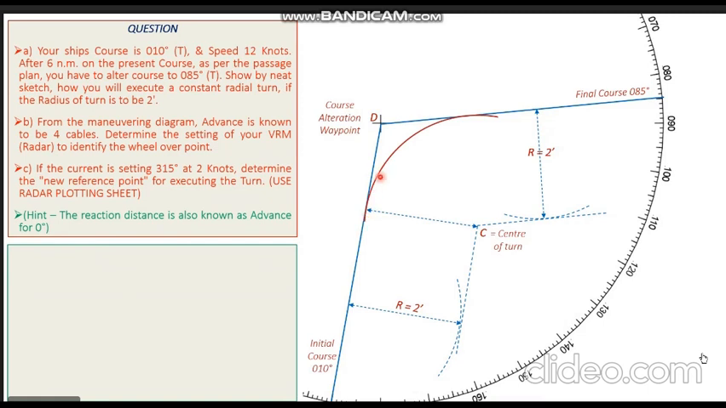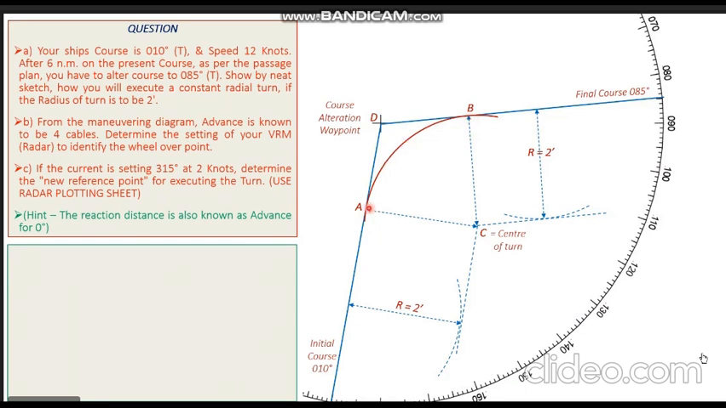You can see this arc now coming up on the screen. Now this arc will be touching my initial course. The distance between my initial course and point Charlie is exactly 2 nautical miles. And this arc will also be touching my final course. The distance between the final course and point Charlie is also 2 nautical miles. So this distance here, represented by the laser pointer now, is also 2 nautical miles.